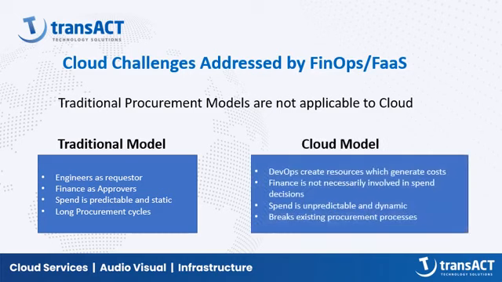However, in the cloud model, it's much more dynamic. Developers now have the ability to create new resource, and obviously from that, they'll also generate costs as well. So finance isn't necessarily involved in any decisions around the spend, and that results in spend being quite unpredictable and dynamic. And this really breaks the existing procurement process. So we really need a different way of how we manage costs.